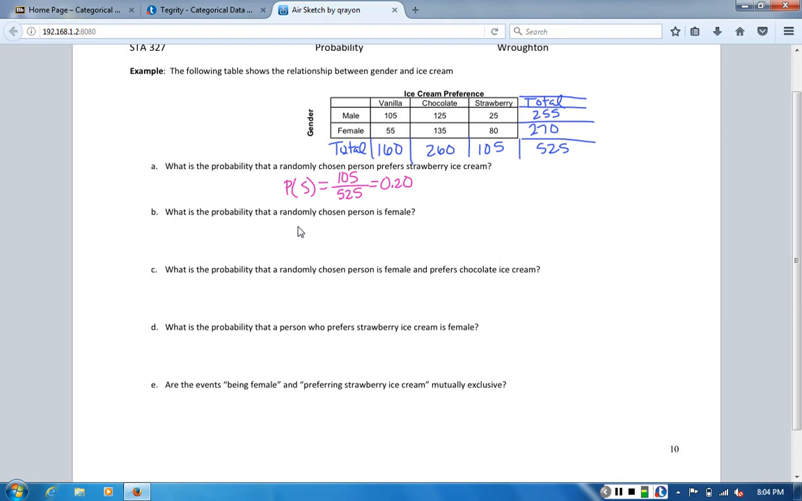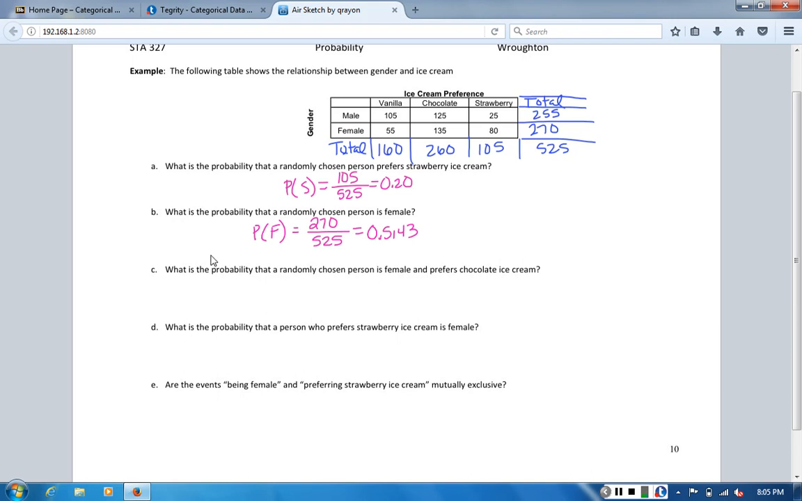What is the probability that a randomly chosen person is female? Now notice that we said randomly chosen person. So we're still looking at all of my 525. How many of those were female? 270. So it gives me a little bit more than a 51% chance of that happening.